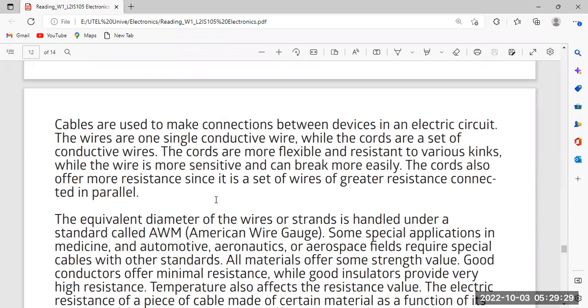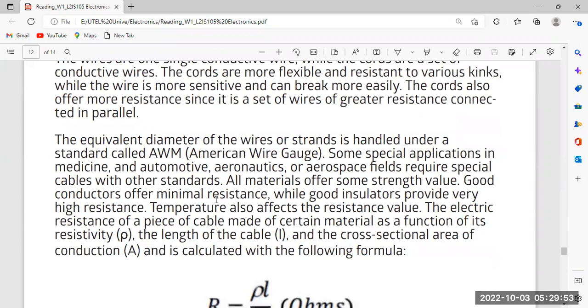Now, as we have seen, the cords are more flexible and more resistant to various things, because the conducting wire is actually not strong enough to support a strong current. So in that scenario, we need the cords, which do not break easily. The cords also offer more resistance since it is a set of wires of greater resistance connected in parallel.